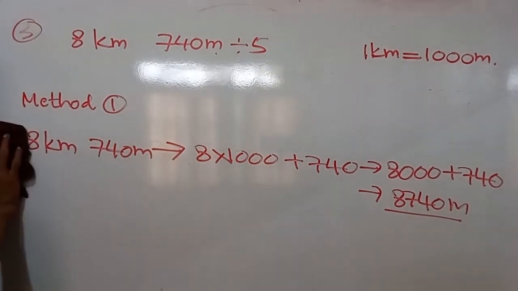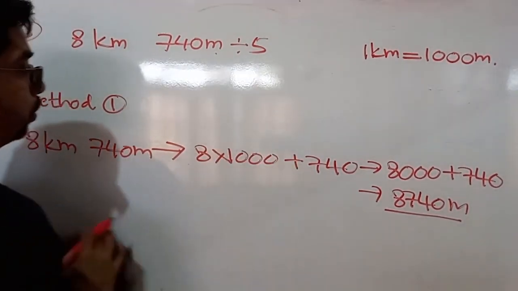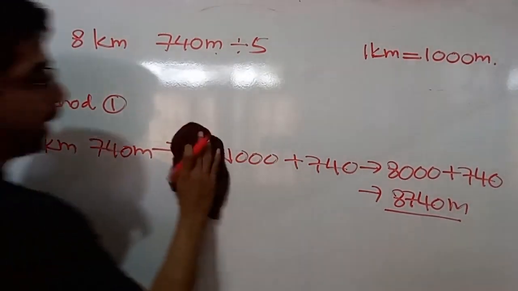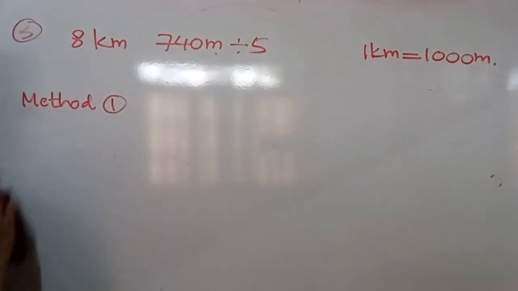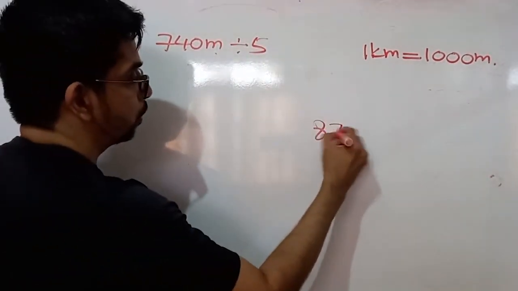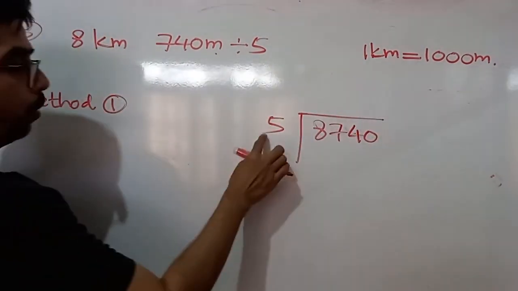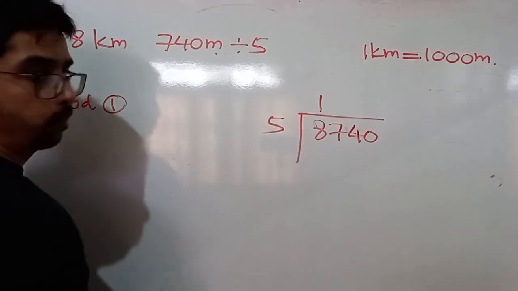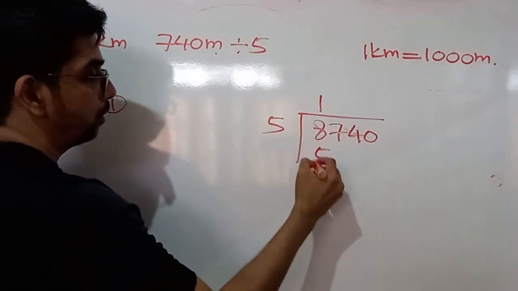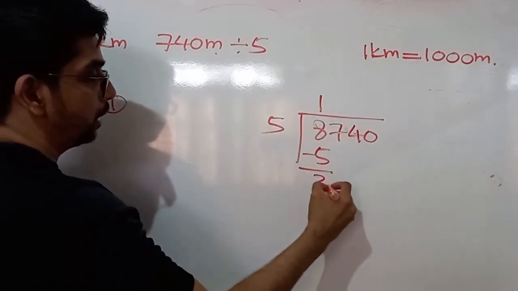Right. Now what do we have to do? Now we have to divide 8,740 by what? 8,740 by 5. How many 5s are there in 8? We can go up to 1. 5 times 1 is what? 5. 8 minus 5, we get a 3.